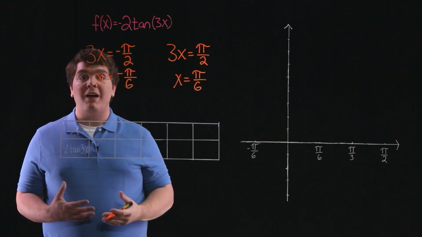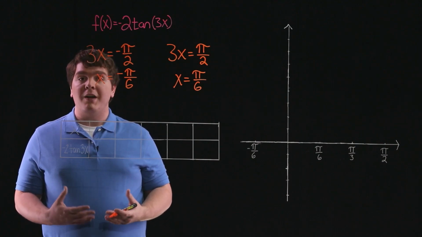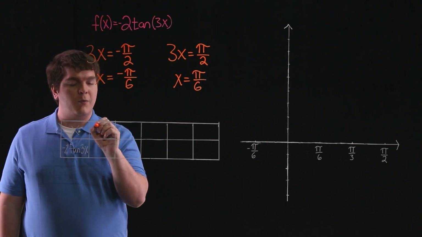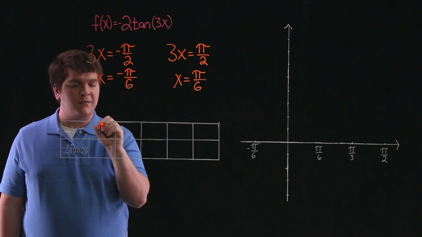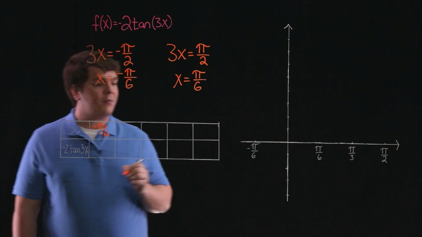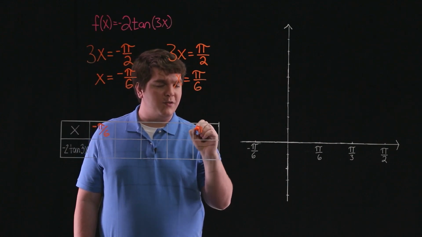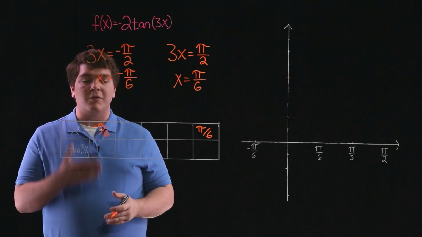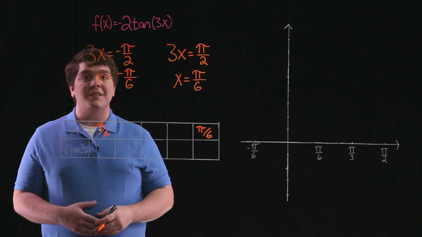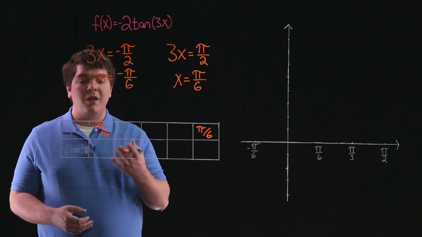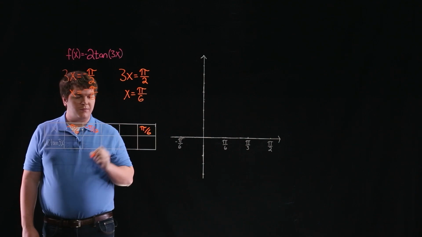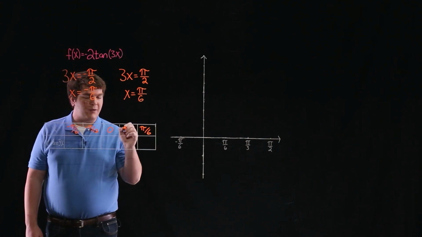So from here, we have our two vertical asymptotes, so we can create a table to find some points on our graph. So we'll start when x is equal to -pi/6, and we'll end when x is equal to pi/6. Now we'll break this interval from -pi/6 to pi/6 into 4 smaller intervals. So our x values will be -pi/12, 0, and pi/12.